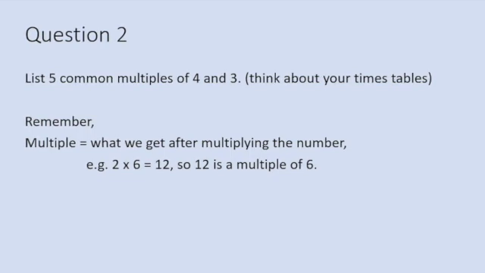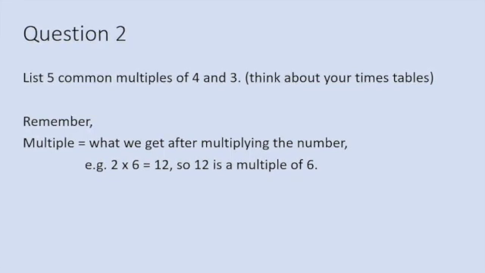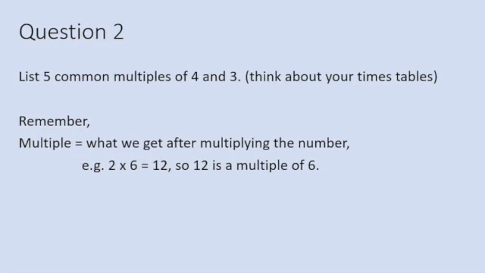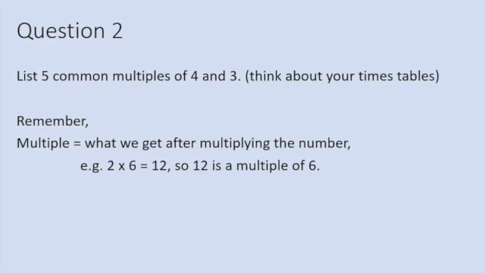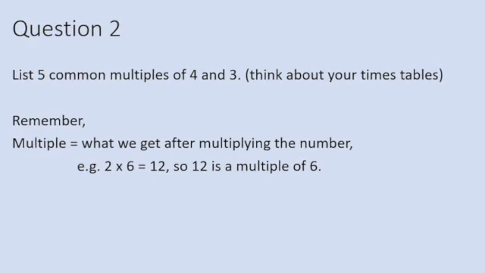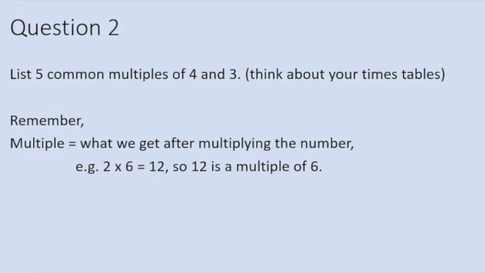So in our example, we've got 2 times 6 is 12. So 12 is a multiple of 6. But we are multiplying 4 and 3, which would also give us 12. So think about what other numbers 4 and 3 would go into if 12 is a multiple.